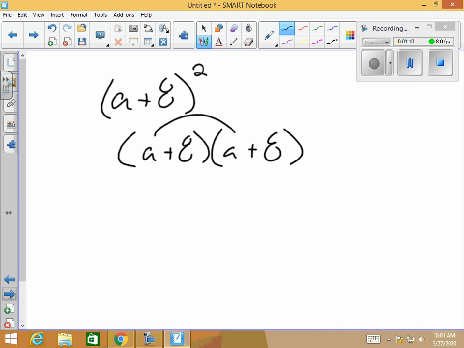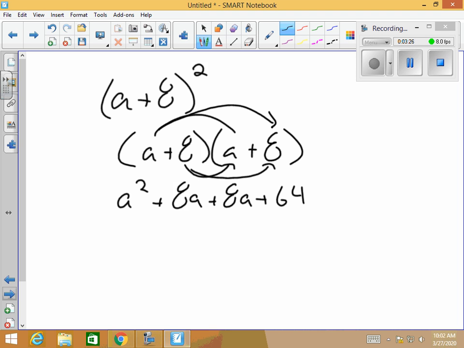So first times first is a squared. Take our outsides, which is plus 8a. Take our insides, which is also 8a. Emphasis on also 8a. And my last becomes 64. As you notice, because both of these signs were the same, my outside and my inside are the same. So now I have two of them. And two of them is very important because instead of adding it to itself, I can take one of them times 2, and that's essentially my shortcut here.